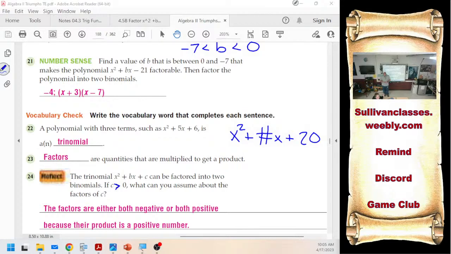A positive with a positive, or a negative with a negative. That's what they were asking us. If I know that C is positive, what could you tell me? I could tell you that both the binomials got positives, or they both got negatives. You're not going to alternate. Okay?